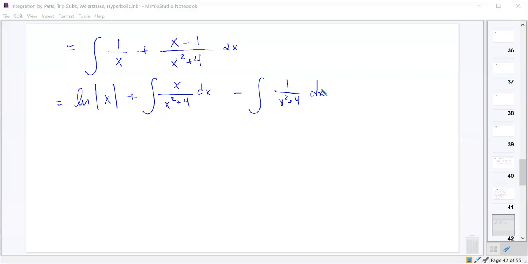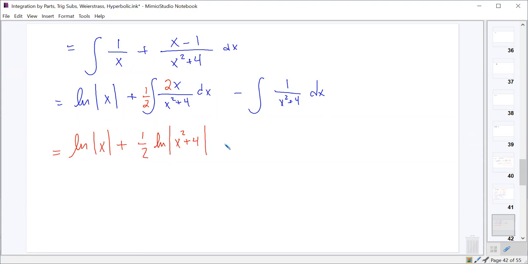So for our u sub here, u is going to equal x squared plus 4. So du is going to be 2x dx, which means we'll need a 1/2 out in front of the integral. And we should be able to see then that this becomes natural log absolute value of x plus 1/2 of the integral of du over u. And what is the integral of du over u? It's just natural log absolute value of that u.